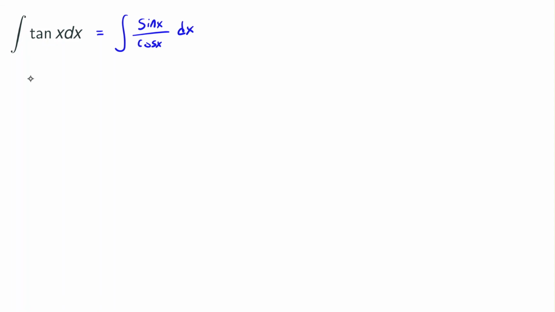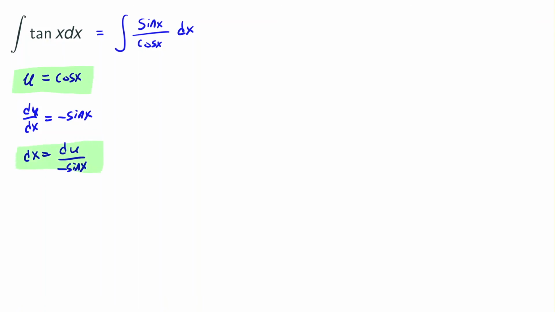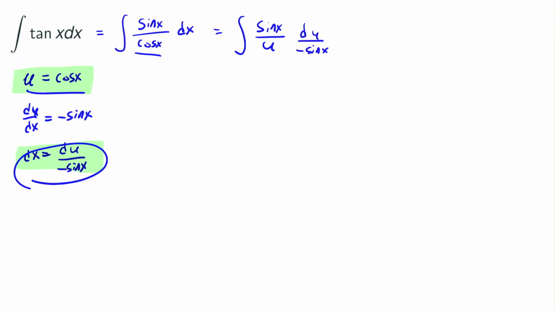So let u equal cosine x. And we know that du/dx equals negative sine x. So dx is du over negative sine x. So using these two, we can substitute. We get sine x over u, because cosine x is u. dx is this right here, du over negative sine x.